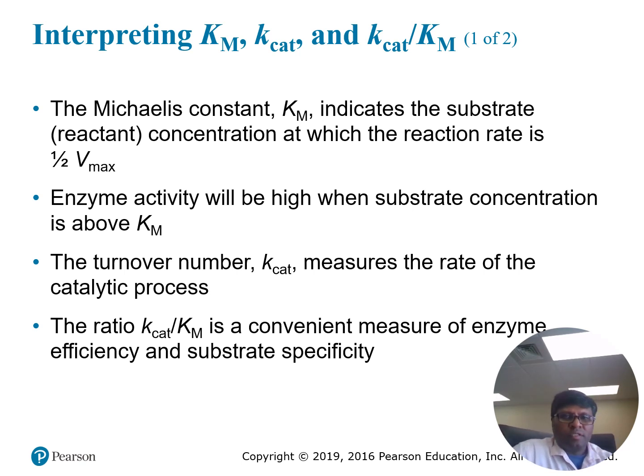So the Michaelis constant Km indicates the substrate concentration at which the reaction rate is half of the maximum velocity. It shows the enzyme activity when the substrate concentration is above the constant, and what the turnover number is, and how much catalysis is required, and what enzyme product it is going to make. We can calculate everything accordingly.